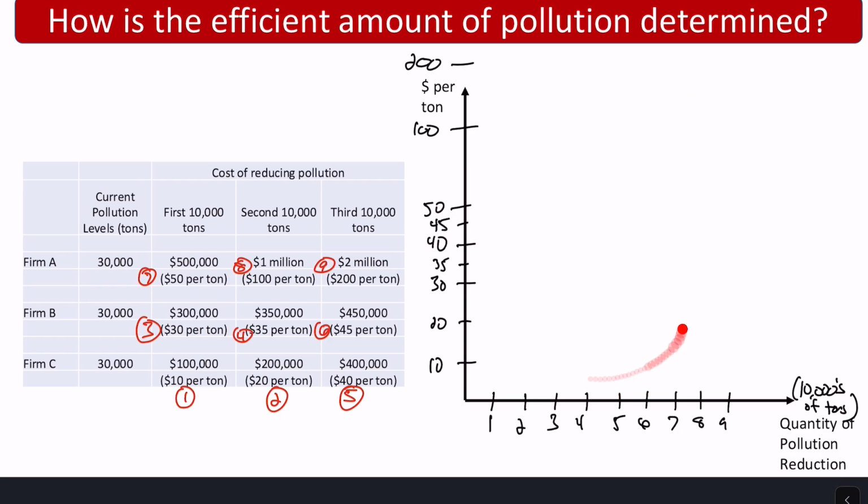On this graph, we have prices to reduce that pollution by a ton over on this axis here. So this is dollars per ton. And then we have the quantity of pollution reduction over here. This is 10,000s of tons. So 10,000, 20,000, 30,000, 40,000, and so on. Remember, we're going to start with 1, then go to 2, then go to 3, 4, 5.